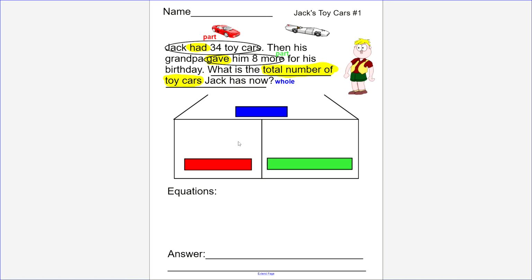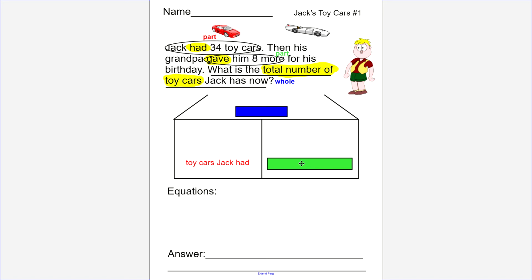We're going to start by labeling both parts and the whole with words. I'm going to look at this first piece of information. Jack had 34 toy cars. I'm going to pick the words that I'm going to use to label this piece of information. I'm going to label this starting amount "toy cars Jack had," because it's telling me right here the information about how many cars he had to start with.